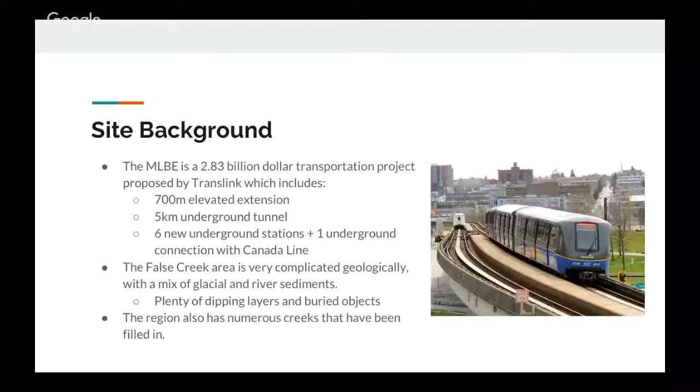We need to characterize the site. As we know, also from our studies with GPG and our labs, the False Creek area is very complicated geologically, with a mix of glacial and river sediments, lots of dipping layers and buried objects, which makes it difficult for construction, so we need to know what's underground. Also, the region has numerous creeks that have been filled in. This is important because if we're boring a tunnel underground and we reach a big boulder or rock, that can be disastrous for a bore machine stuck underground.